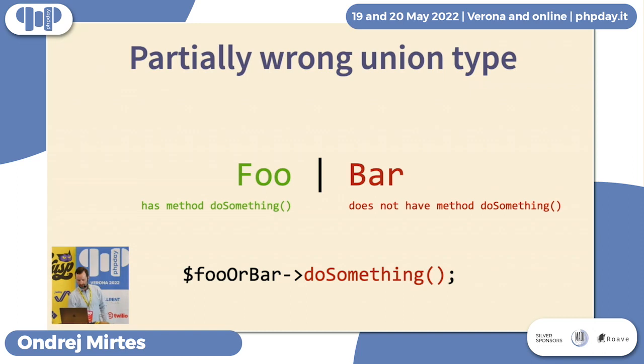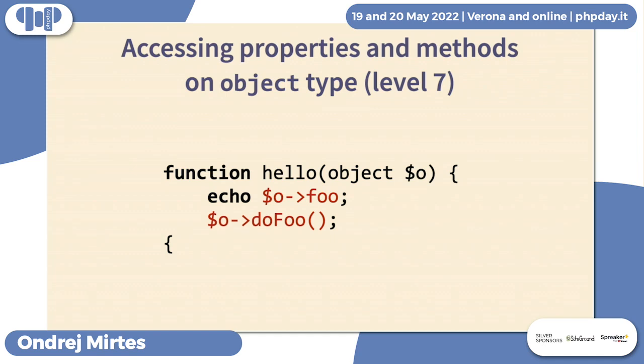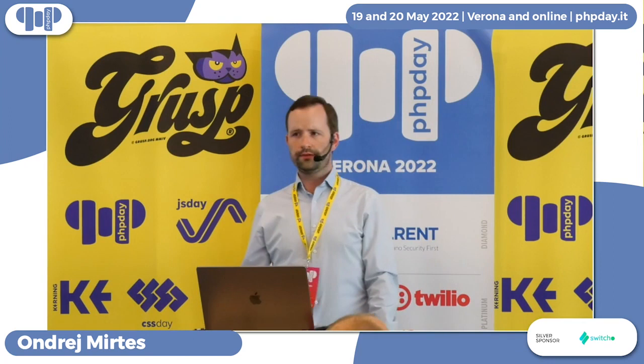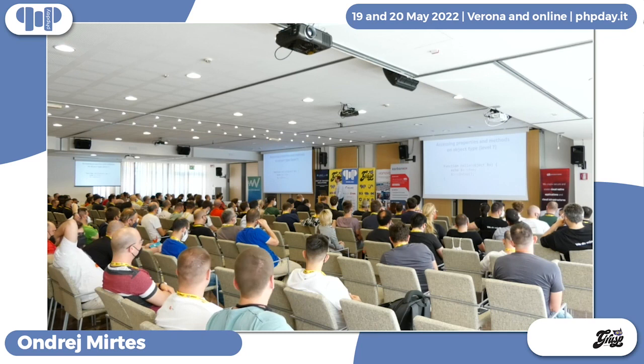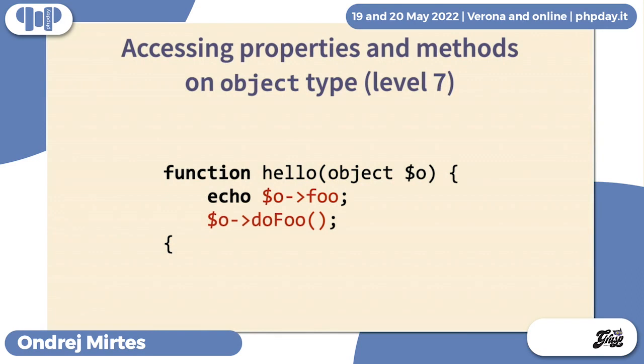Another thing that's reported on level 7, because it might be correct, is doing basically anything with the type hint object, which was added in PHP 7.2, I think. So accessing properties and methods on an object is an error on level 7. Because the only useful thing that you can do with an object safely is to clone it and to pass it to another object. Nothing else.